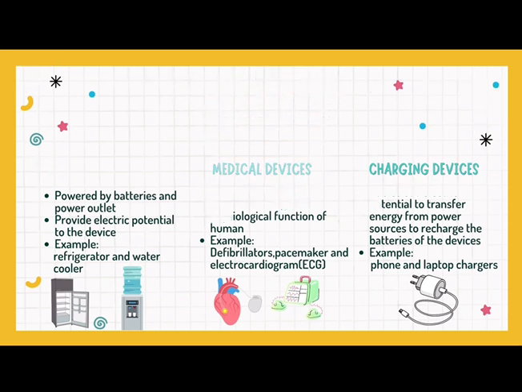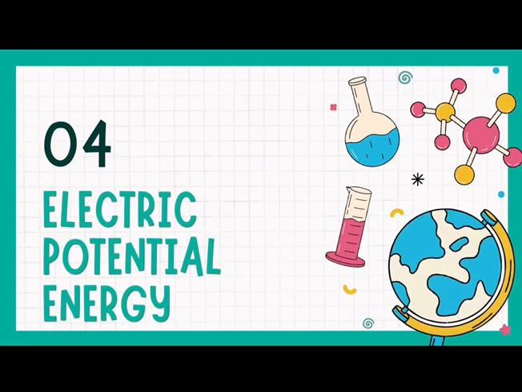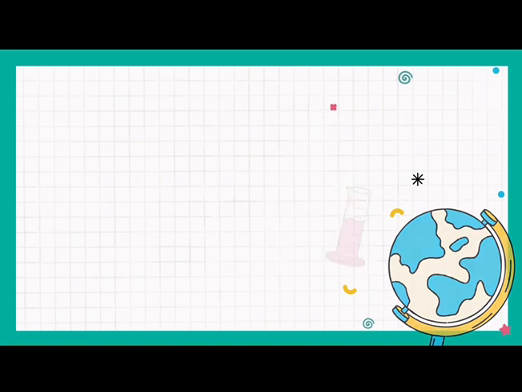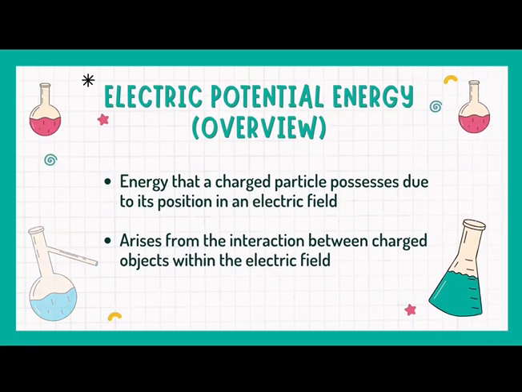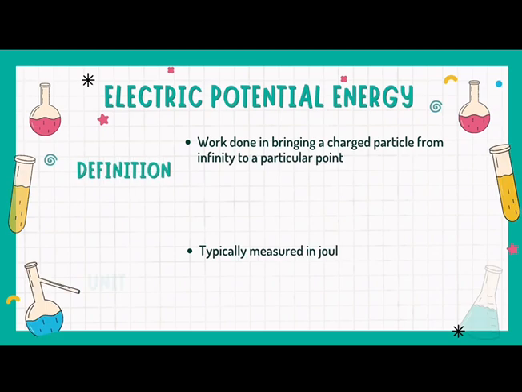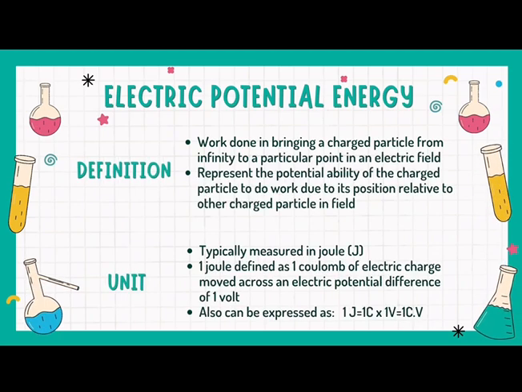Now, we move to our final objective of this video, which is electric potential energy. So, electric potential energy is basically the energy that a charged particle possesses due to its position in an electric field. And this energy arises from the interaction between charged objects within the electric field. For the definition, electric potential energy is the work done in bringing a charged particle from infinity to a particular point in an electric field.